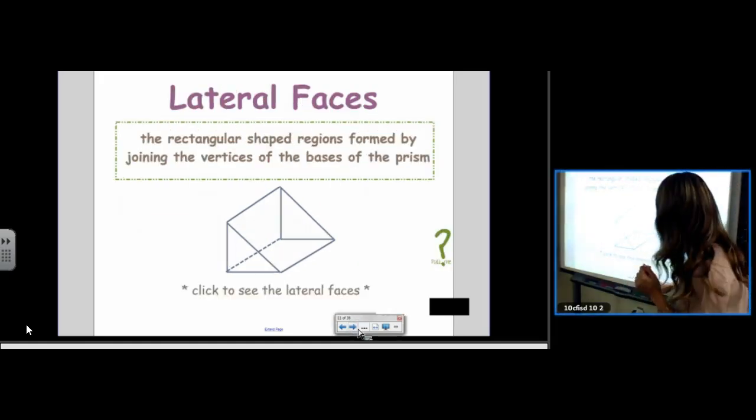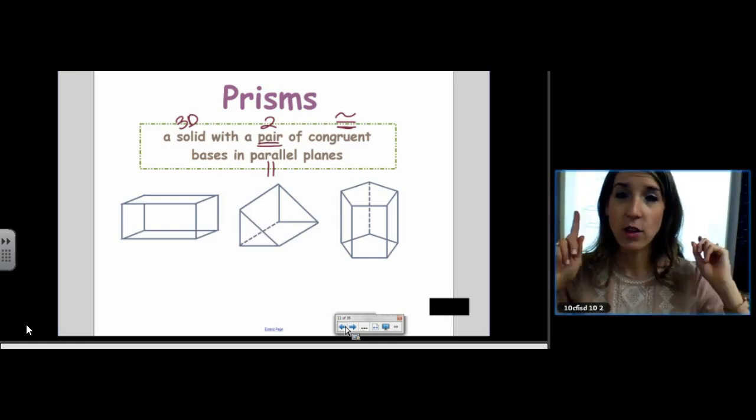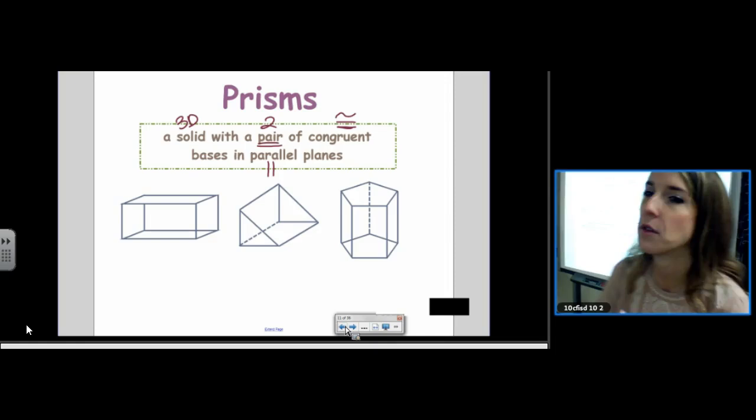I wanted you to write down this page, but I don't want you to write down any more pages. You hear me? You can watch, you can listen, but don't write it down. You don't need it. Okay.